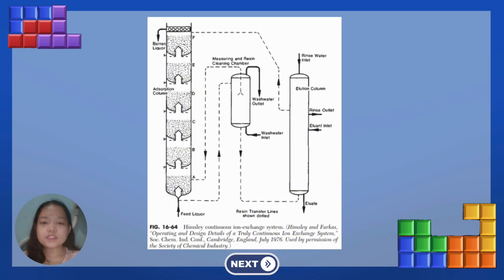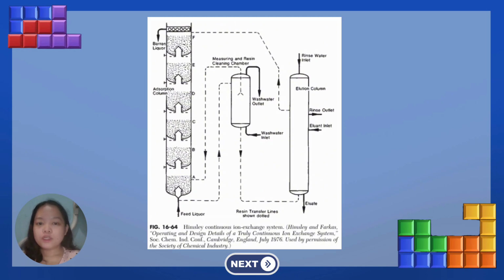Let's proceed to another type of ion exchange system, the Hemsley Continuous Ion Exchange System in Figure 16-64. This system is designed for truly continuous operation, meaning tuloy-tuloy ang ion exchange, regeneration at rinsing processes. Walang stop or batch cycle. Let's look at the key parts of the system based sa diagram.